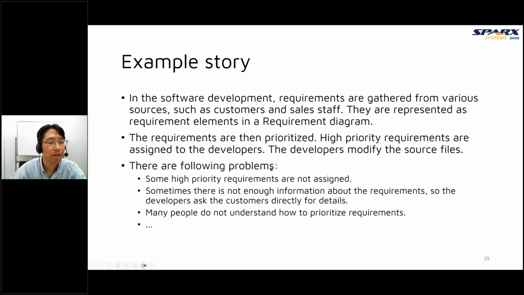But currently, there are some problems. For example, some high priority requirements are not assigned to anyone. Or sometimes there is not enough information about the requirement, so the developer must ask customers directly for detailed missing information. And many people don't understand how to prioritize requirements. So I try to describe this process with Enterprise Architect and a process flow diagram.